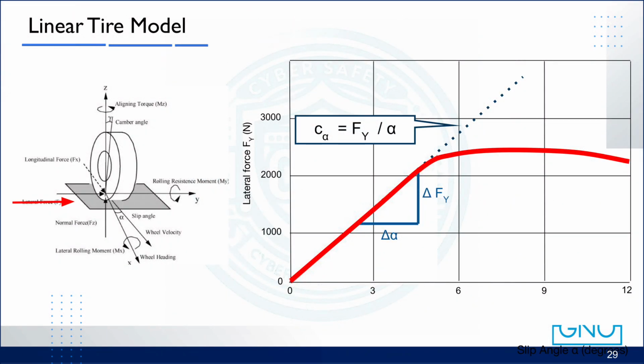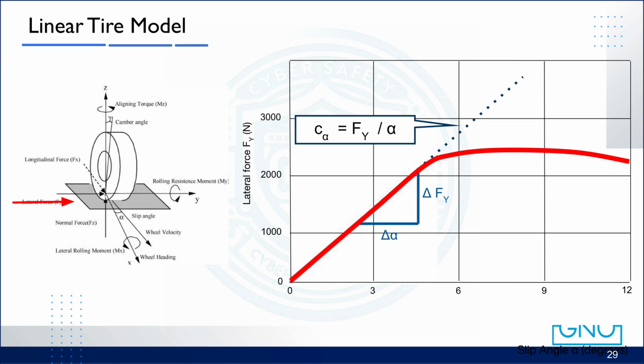Now, let's take a closer look at the linear tire model and see how tire forces are generated. On the left, you can see a tire coordinate system. Here, the tire experiences several different forces: a longitudinal force, labeled F sub x, a lateral force, labeled F sub y, and a normal force, F sub z, which acts vertically from the ground.